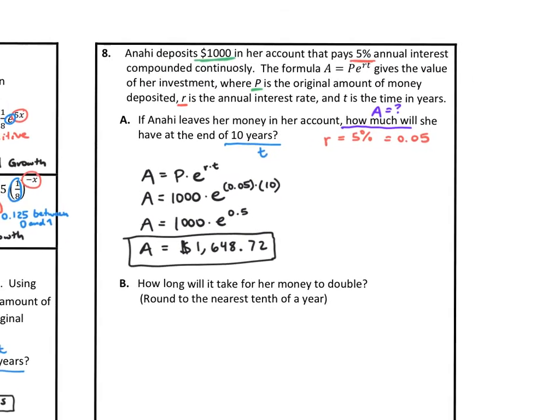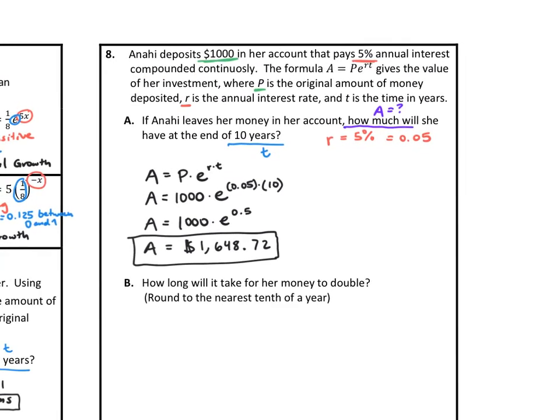All right. And let's look at the last one, letter B. It says, how long will it take? So here we're interested in how long it will take for her money to double.